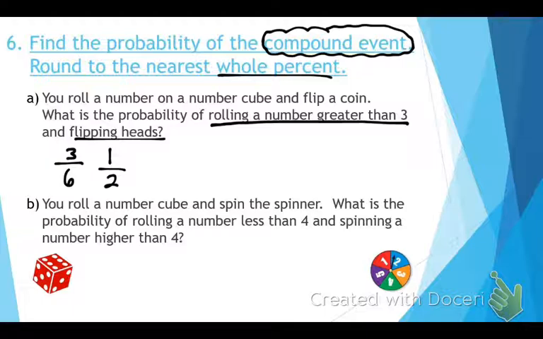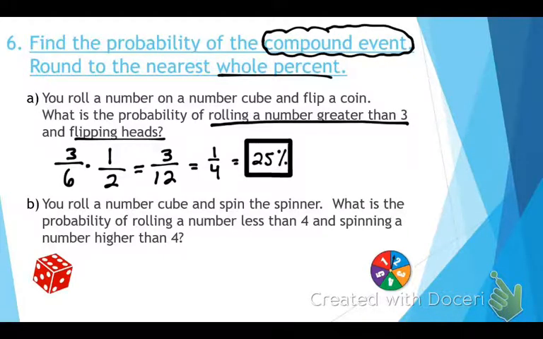So we know compound events. What do I do to the 2 events? You have to multiply them. So what do you get? You get 1/4, so 25%. 3/12, which is a fourth, which is 25, and you change it to a decimal, or 25%. All right, so you have a 25% chance of rolling a number greater than 3 and flipping heads.